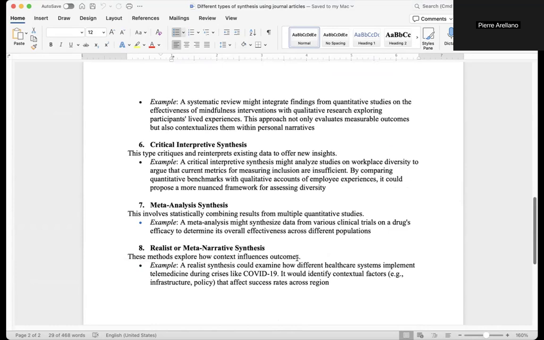Critical interpretive synthesis, this type critiques and reinterprets existing data to offer new insights. A critical interpretive synthesis might analyze studies on workplace diversity to argue that current metrics for measuring inclusion are insufficient. By comparing quantitative benchmarks with qualitative accounts of employee experiences, it can propose a more nuanced framework for assessing diversity. The idea being that you're critical of what you're seeing in your sources.